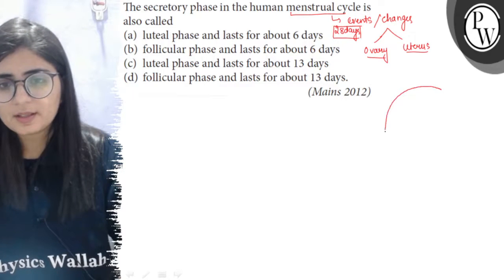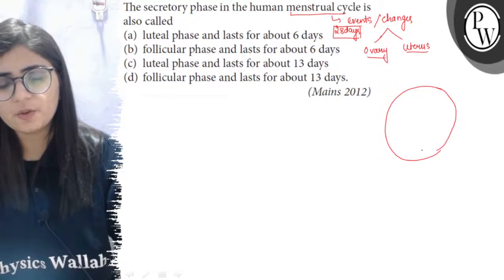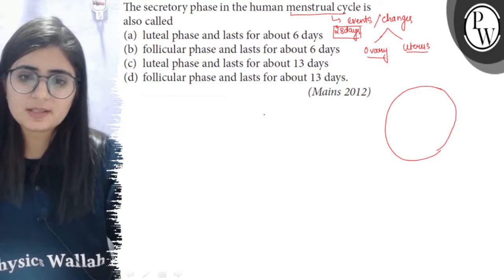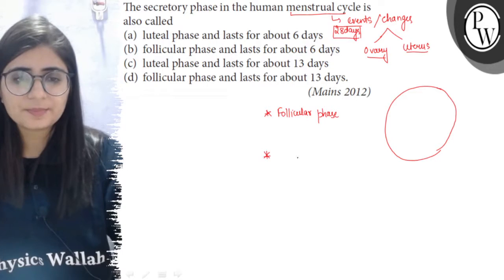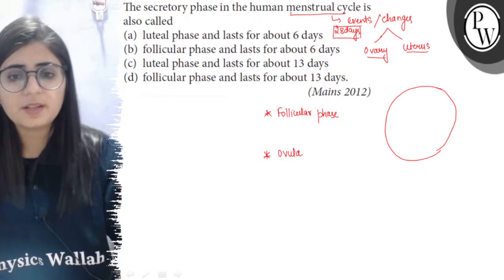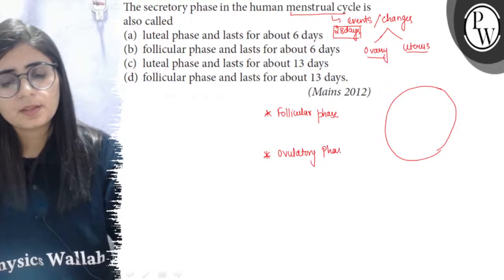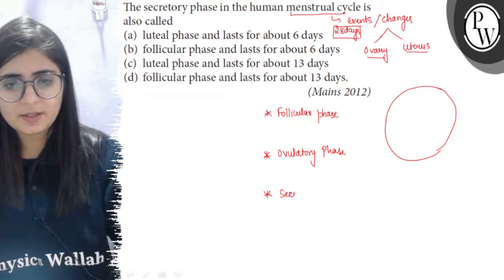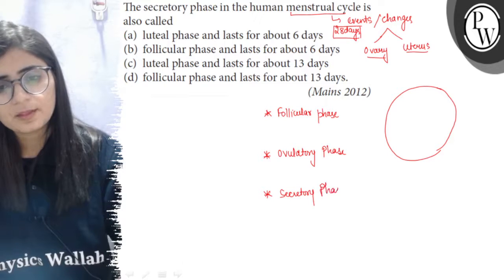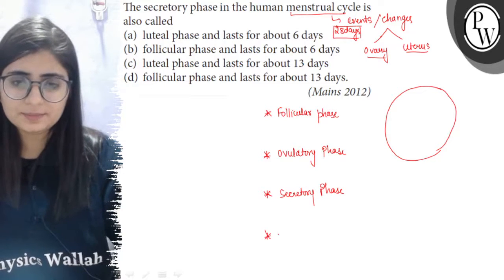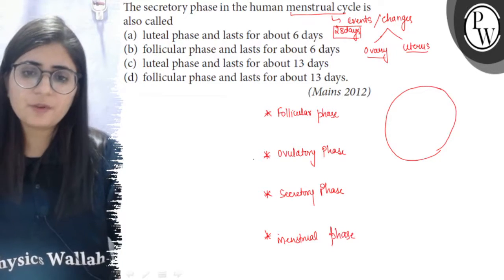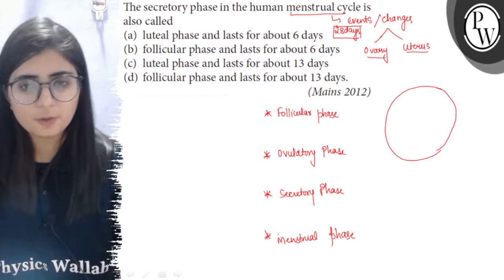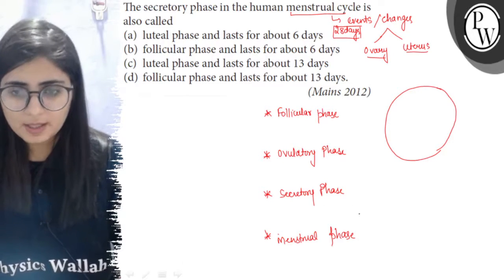Now if we draw the pie chart showing the duration of each phase, then this cycle is divided into four phases. The first is the follicular phase, the second is the ovulatory phase, the third is the secretory phase, and the fourth is the menstrual phase. So we can divide the menstrual cycle into four events or four phases. Let's begin with the menstrual phase.